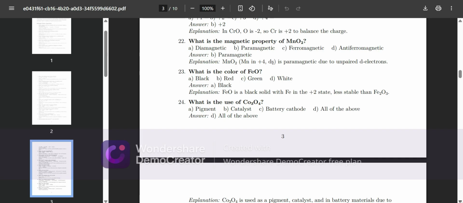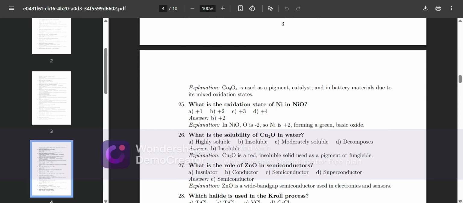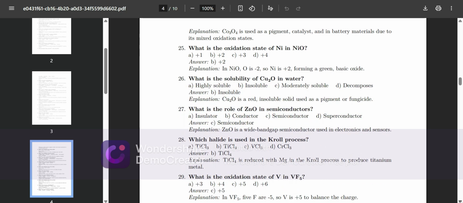What is the use of Co3O4: pigment, catalyst, battery cathode? All the above. Co3O4 is used as a pigment, catalyst, and in battery materials due to its mixed oxidation states. What is the oxidation state of Ni in NiO? +2. O is -2, so Ni is +2, forming a green basic oxide.